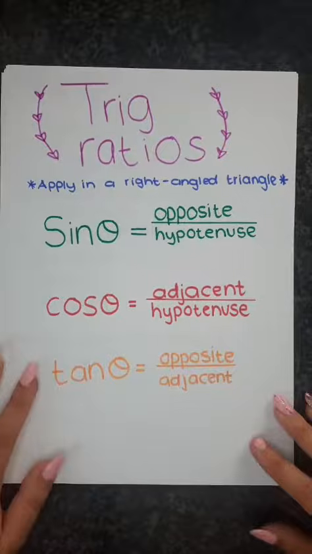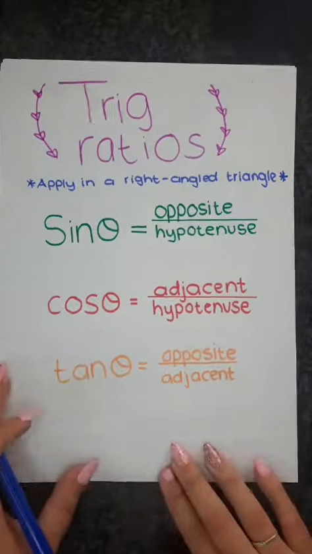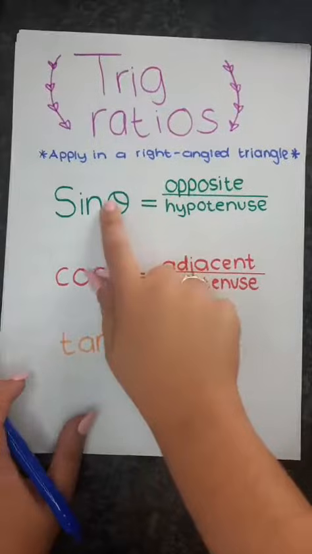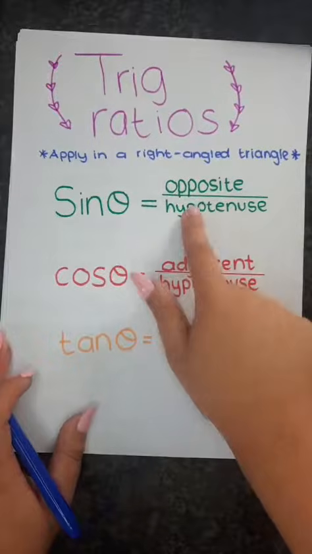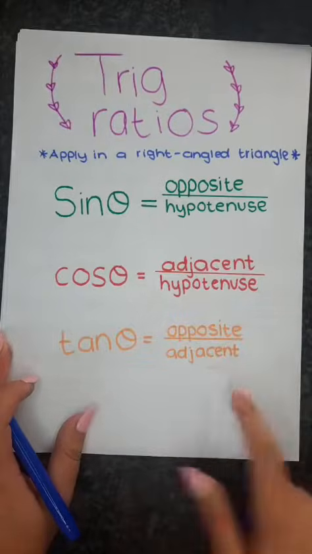This is a summary of trig ratios. You guys can learn this. If you have seen some of my summary videos in the past, you would have seen I do this. So sine is opposite over hypotenuse. Cos is adjacent over hypotenuse. Tan is opposite over adjacent.